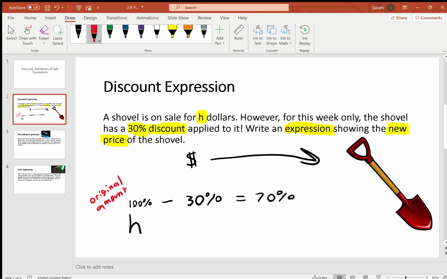Let's turn that 70% into a decimal. We move the decimal point over 2 spots to the left. This becomes 0.70 and then times H. So our final answer is 0.70H. Voila. Let's go ahead and move on to another example.